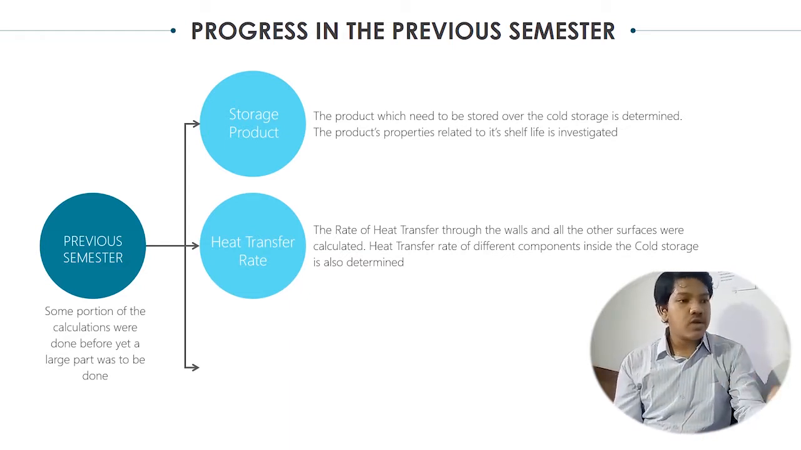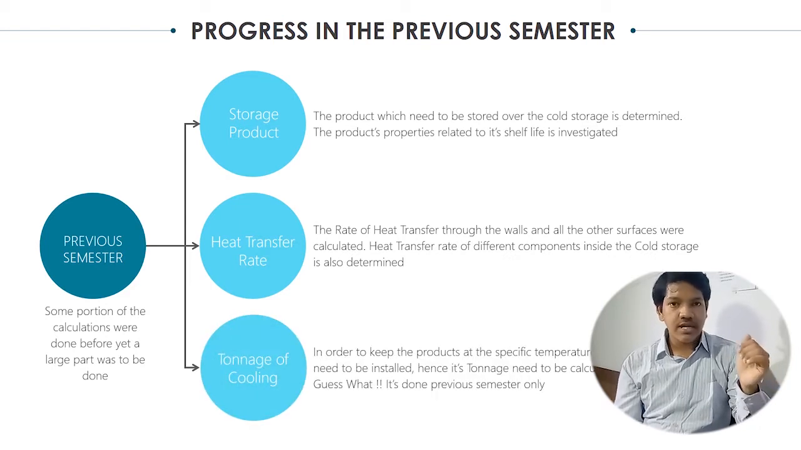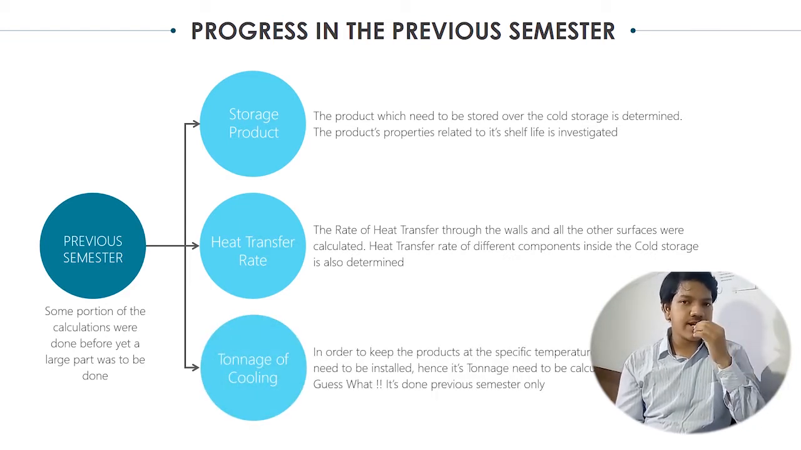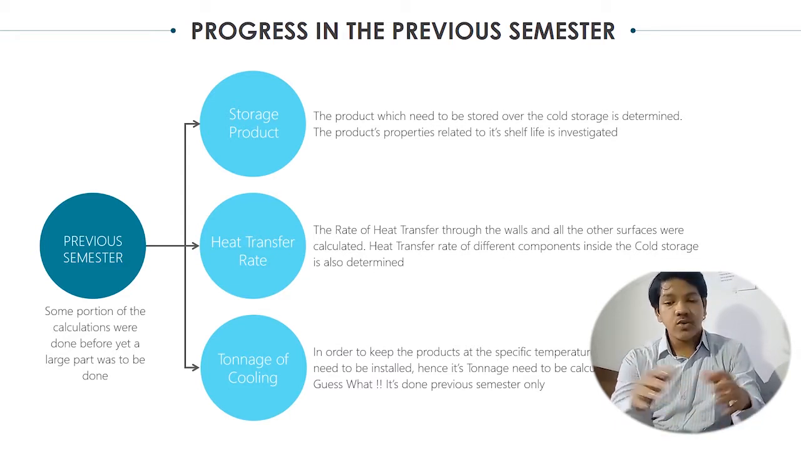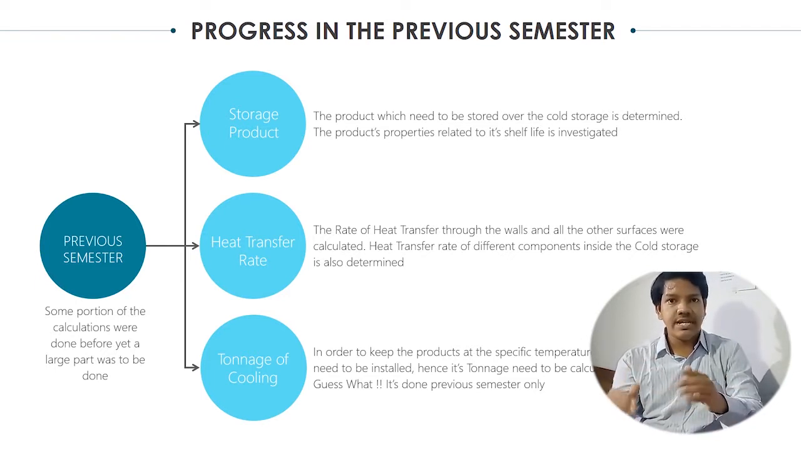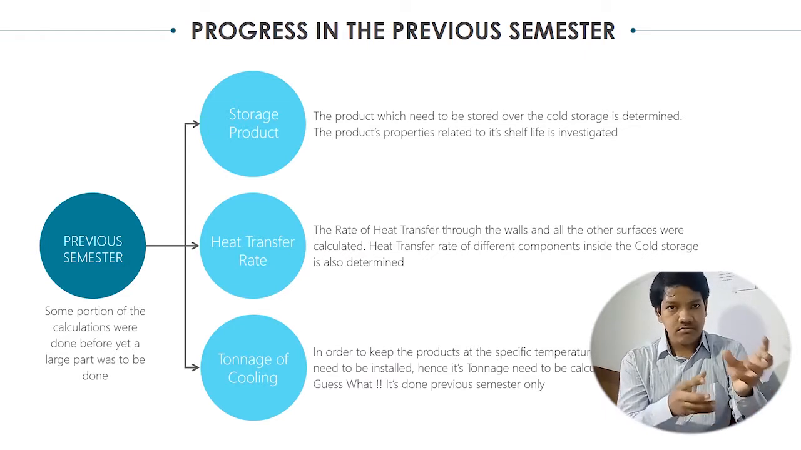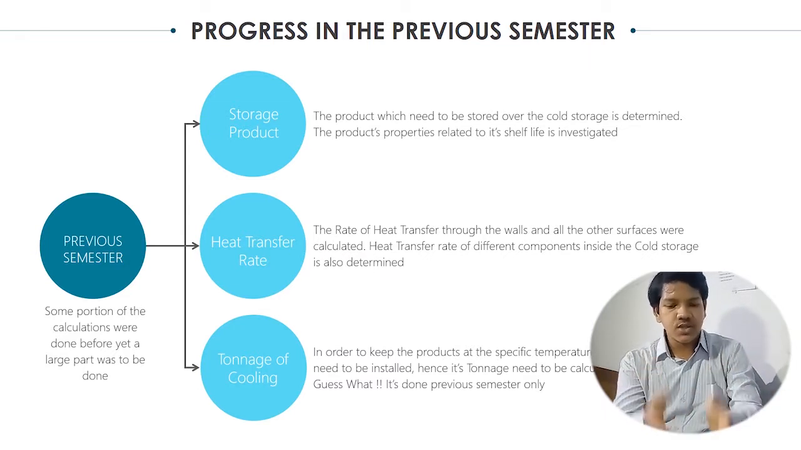Now coming to the tonnage of the cooling. The third thing that we calculated is how much tonnage of cooling is needed over the total facility, so that a certain temperature stays constant over the total time for all the vegetables and fruits being stored in the place.